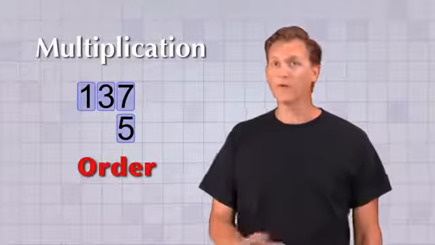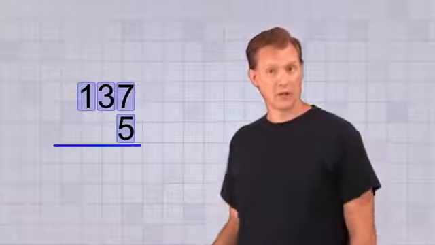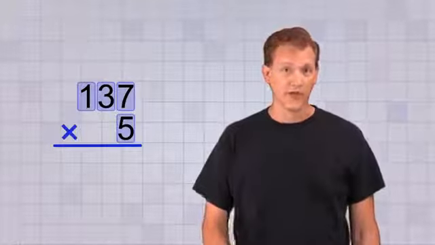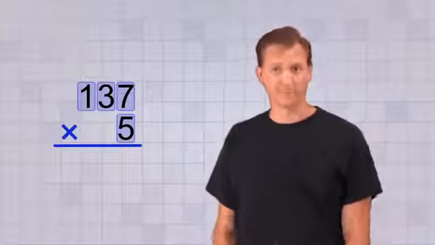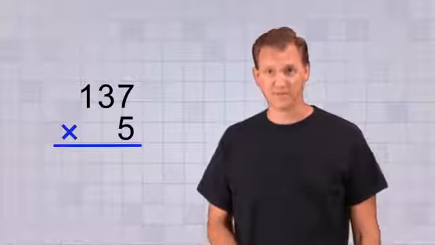Now you might remember with multiplication that the order of the problem doesn't matter, so we could put whichever number we want on the top or the bottom. But it's always best to put the number with the most digits on the top and the one with the fewest digits on the bottom. There, now we draw our answer line below and we put our times symbol to the left so we don't forget that we're multiplying.